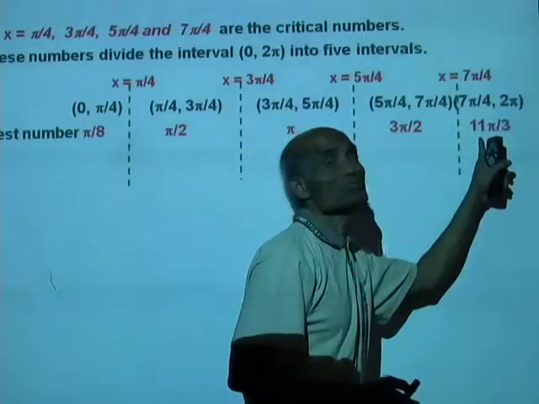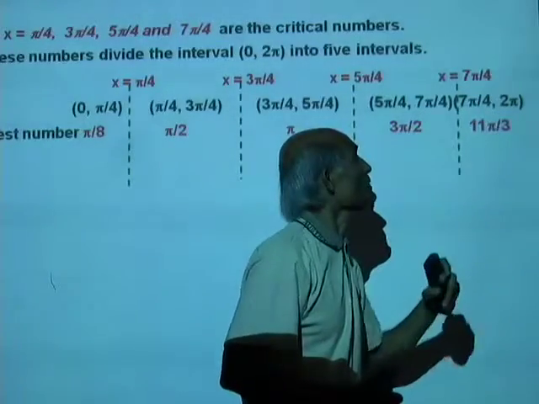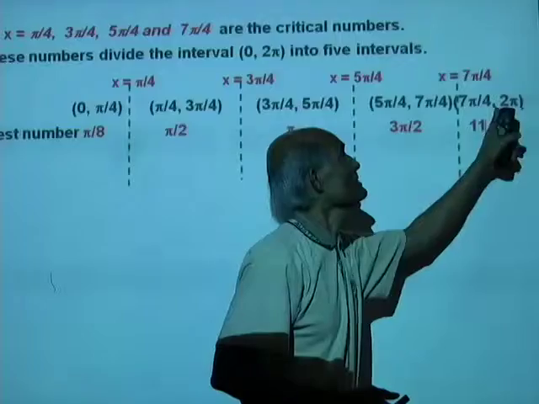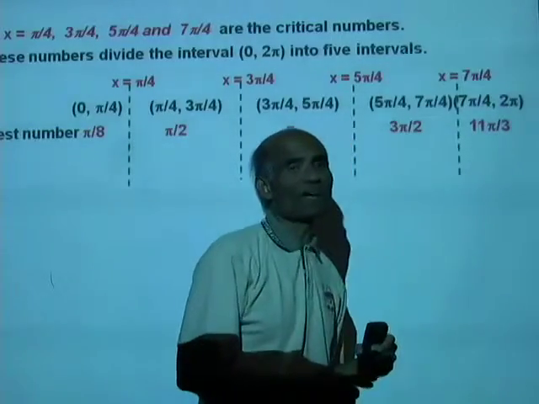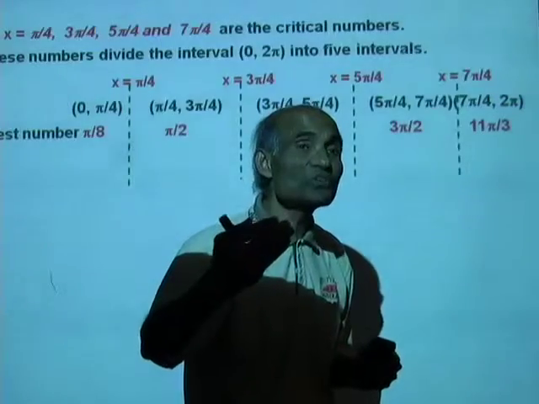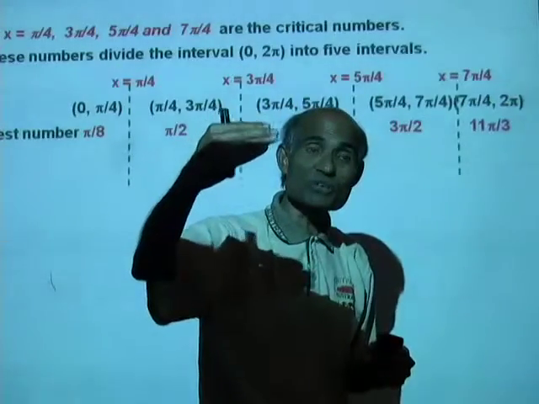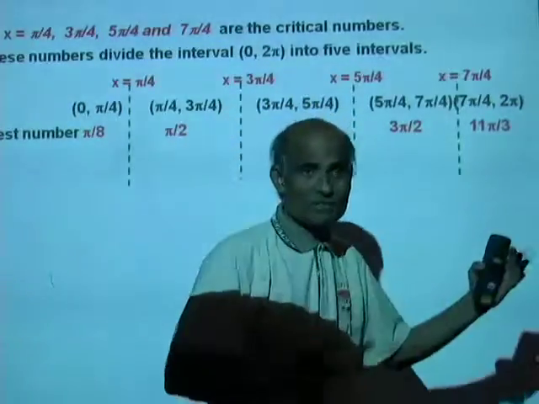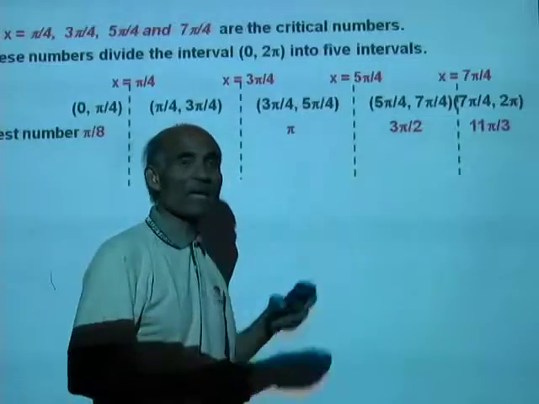Now, you can choose 11 pi by 6 on 7 pi by 4 to 2 pi. 11 pi by 6 is actually 330 degrees. 2 pi is 360 degrees.